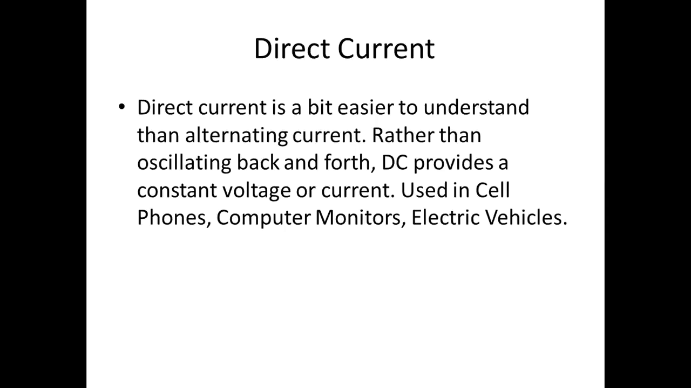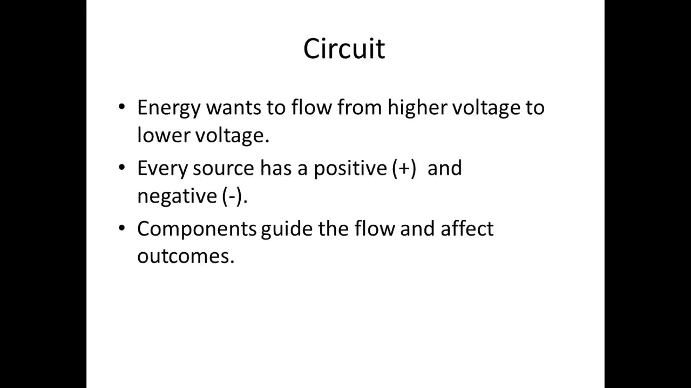What we're going to be using is direct current. It is a bit easier to understand than alternating current. Rather than oscillating back and forth, direct current provides a constant voltage or current used in cell phones, computer monitors, and electric vehicles. Direct current is very easy. It's the red and black power that we see whenever we see batteries or some other battery powered device.